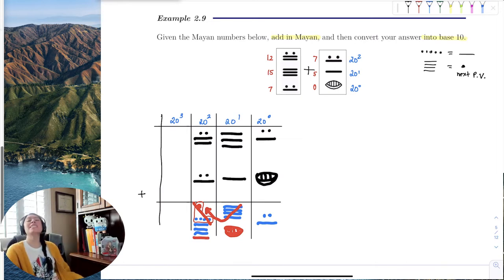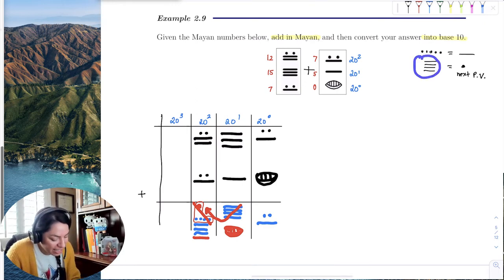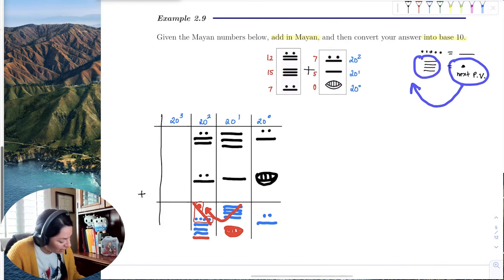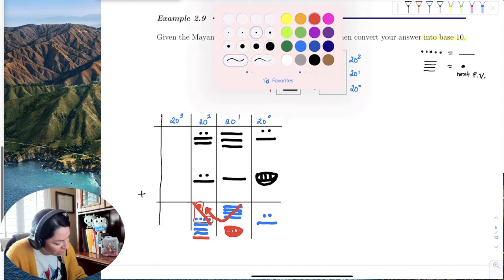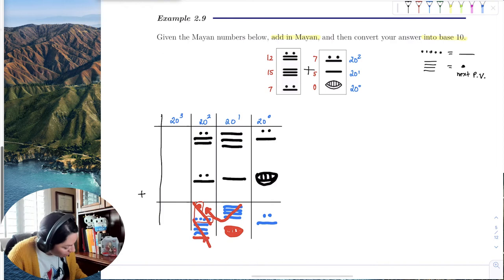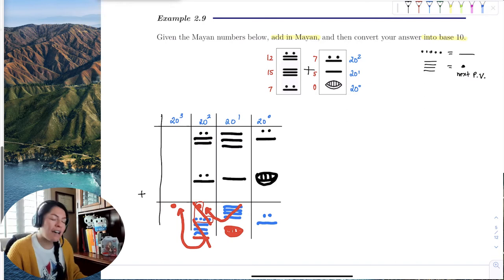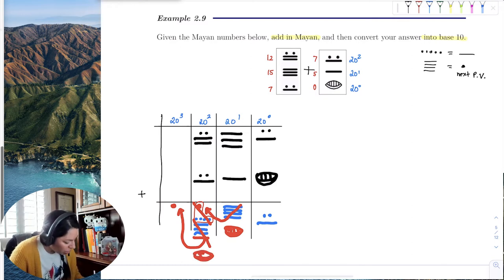But then what happens? How many sticks do we have? Four sticks is 1 dot in the next place value. I have 4 sticks that have to go as a stone or a dot in the next place value. All right, so now I cross this out and make it a stone in the next place value. Luckily, we didn't have anything in the 8,000s place, so we're just going to add a stone there, and essentially the numeral 1, right? But what's left over here? Nothing. I took everything, so it becomes a shell.